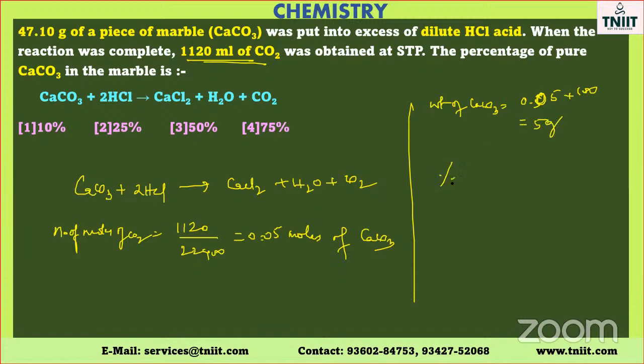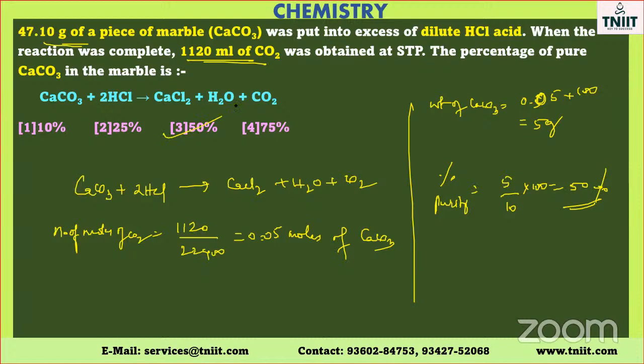So percentage purity is given by the formula 5 grams by 10. Initially, how many grams of calcium carbonate are we taking? That's marble, 10. 5 divided by 10 into 100, so this will be equal to 50. So the purity of calcium carbonate is 50%. The answer for this question is option 3.